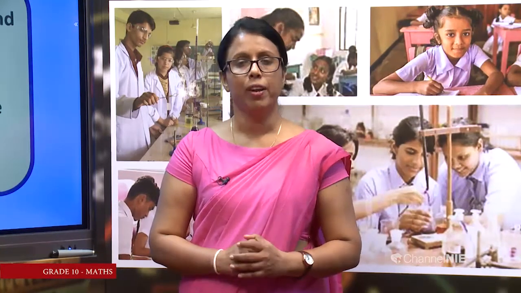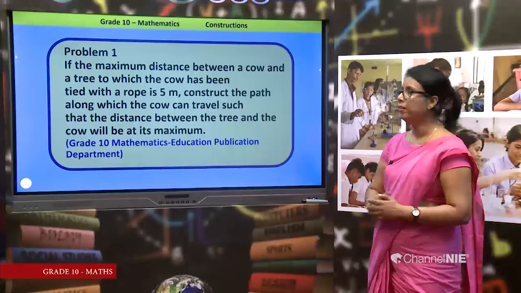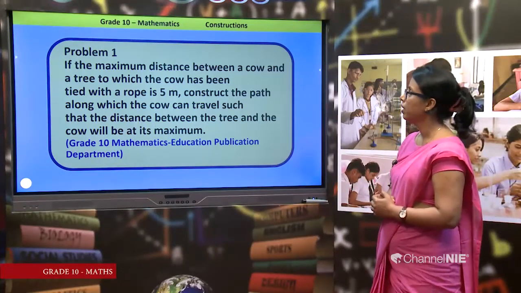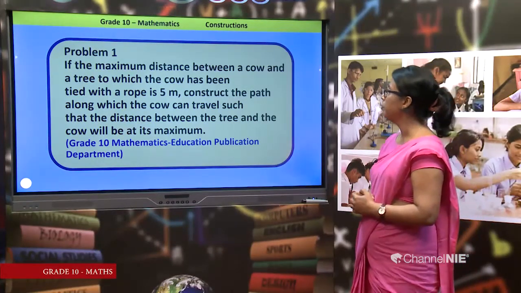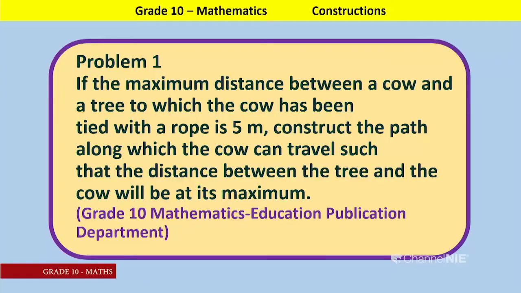Right, let's try some problems now. This is the first problem. If the maximum distance between a cow and a tree to which the cow has been tied with a rope is 5 meters, construct the path along which the cow can travel such that the distance between the tree and the cow will be at its maximum. So, read that carefully.